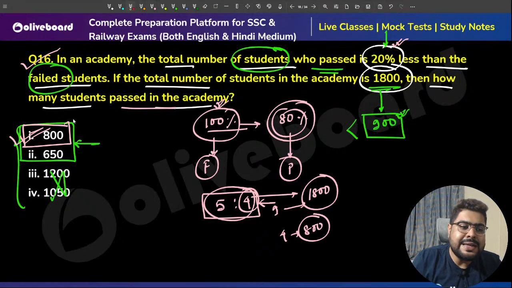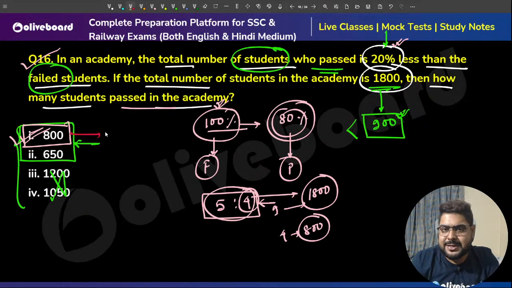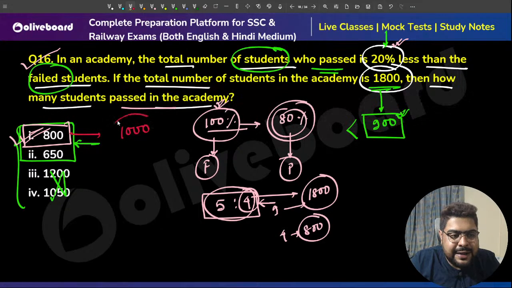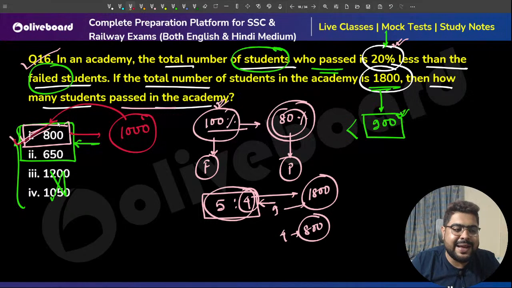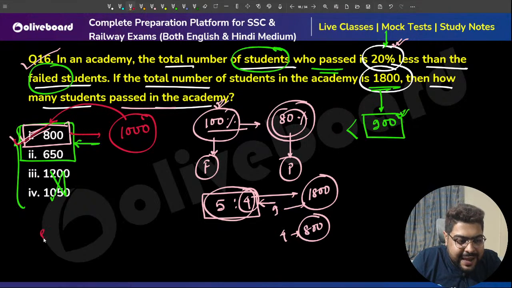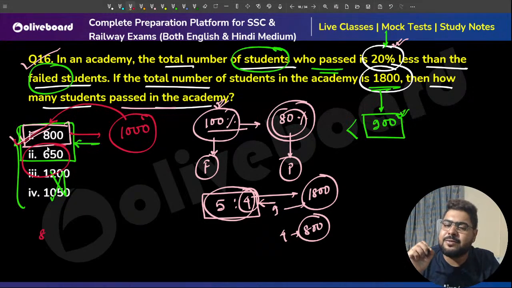Another way, sir: if 800 students have passed, how many have not passed, sir? 1000 students have failed. Is 800 20% less than 1000? Yes, sir, that is my answer. If you understand this, it is a very, very interesting way I am showing you. Sir, I am saying 800, if 650 was my answer.